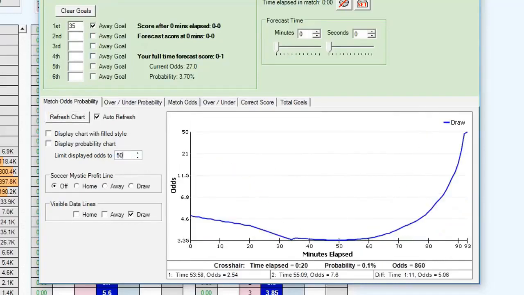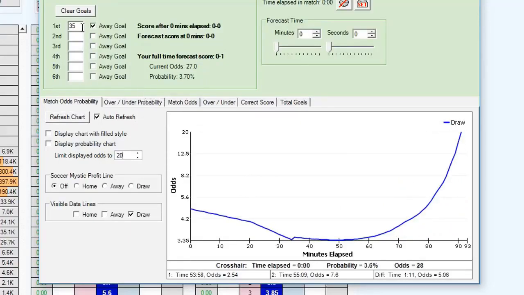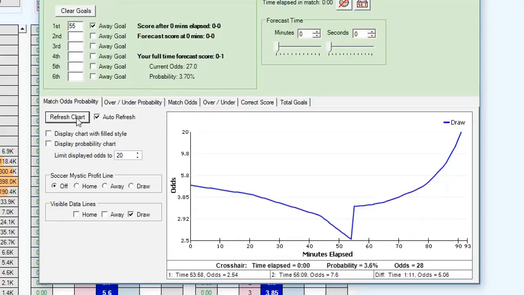So let's put that down to a smaller level. Let's put it down to 20 or something, and then we'll get a better view on what's going on here. So let us go back to that scenario where the goal was scored after 55 minutes. You can see here you've got a slightly easier representation of that, and this would be if Leicester score the away goal.